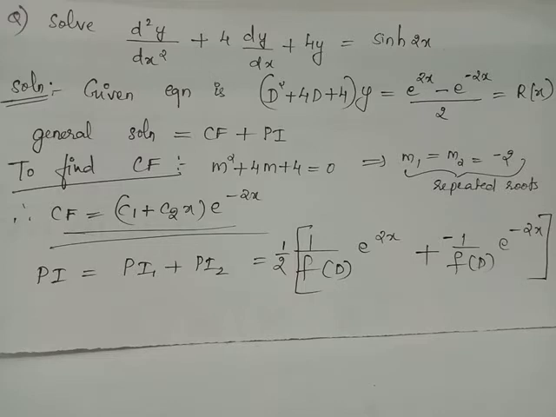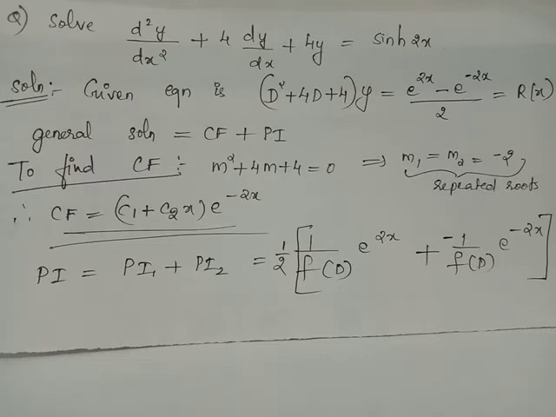In order to find the complementary function, we have f(D) = D² + 4D + 4, rewritten as m when capital D is replaced by m. We have the auxiliary equation m² + 4m + 4 = 0. The auxiliary equation has two roots, m1 = m2 = -2, which are repeated roots. Hence the complementary function will be (c1 + c2x) e^(-2x), or you can write it as (A + Bx) e^(-2x).